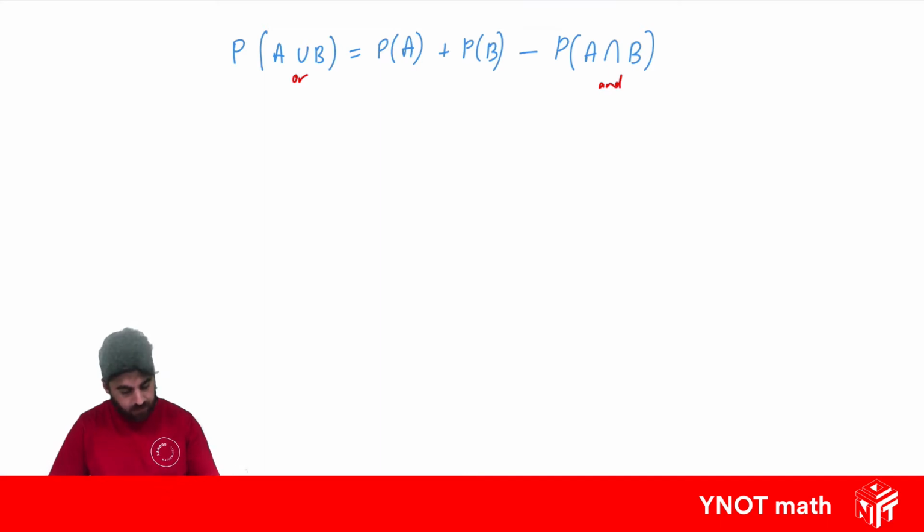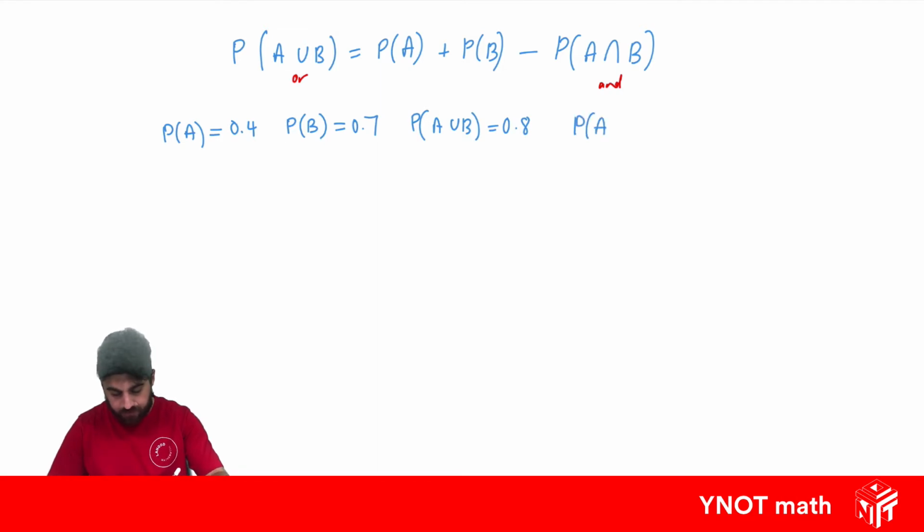So let's jump straight into a question. So if we have two events A and B such that the probability of A is 0.4, the probability of B is 0.7, and the probability of A union B is 0.8, we want to find the probability of A intersection B.